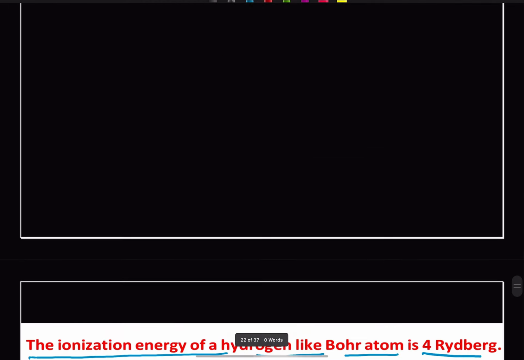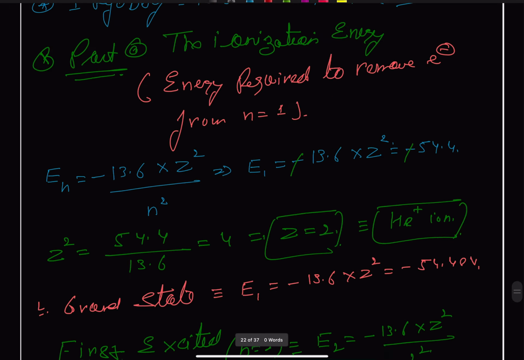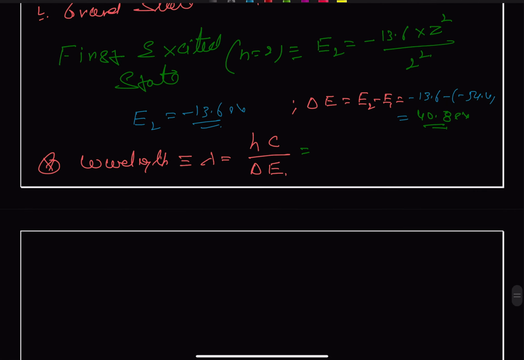Or we can just use the product of hc in terms of electron volt, that will be equal to 1240 electron volt nanometer. We can just use it directly also. So 1240 divided by 40.8 electron volt comes approximately equal to 30.39 nanometer. Okay, and remember this is itself in nanometer.